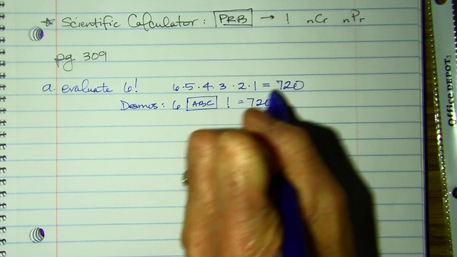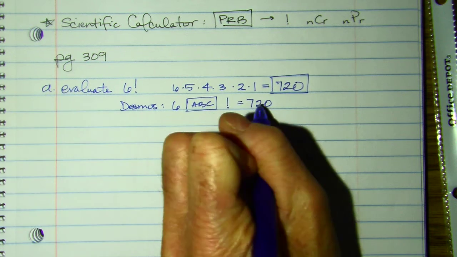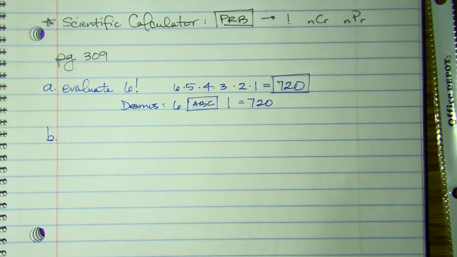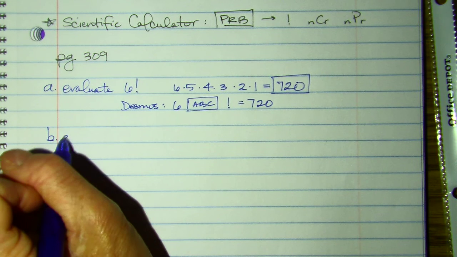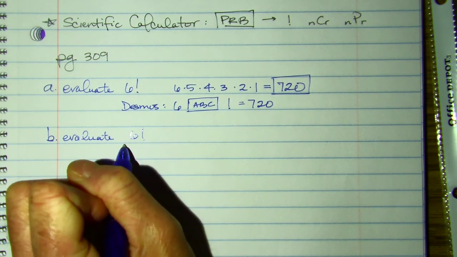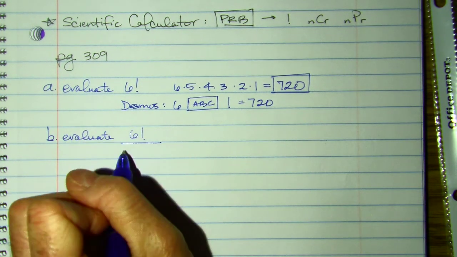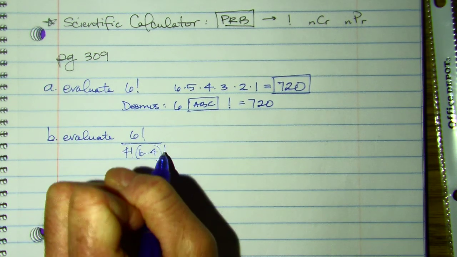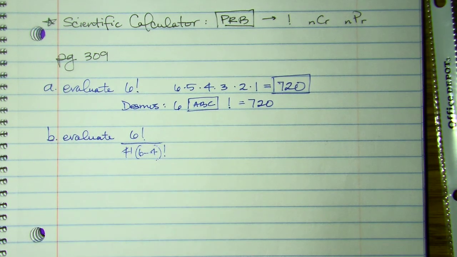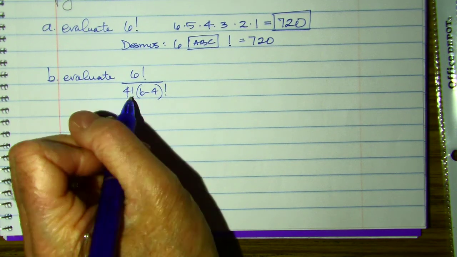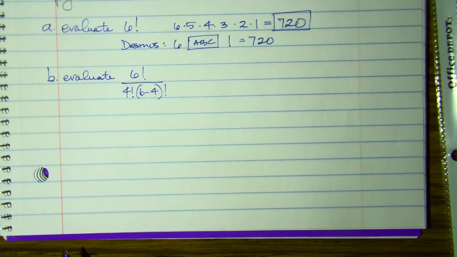So either way, you should end up with 720. All right, part B in your lesson practice has us evaluate 6 factorial divided by 4 factorial and 6 minus 4 factorial. And I'm going to go over how to enter this in your calculator because you will need to know how to deal when you have more than one.